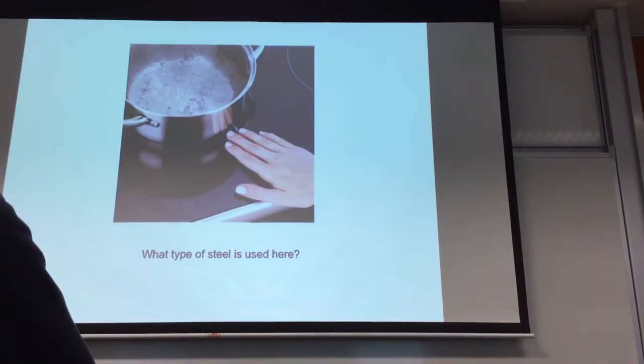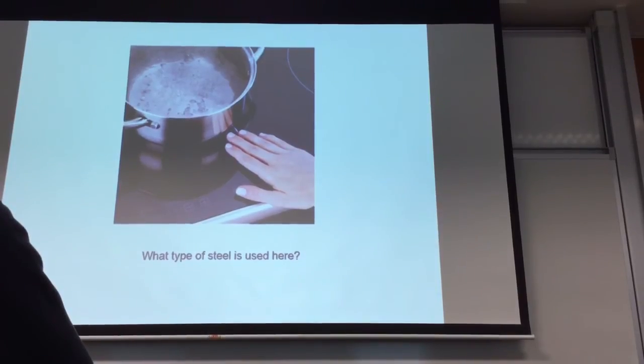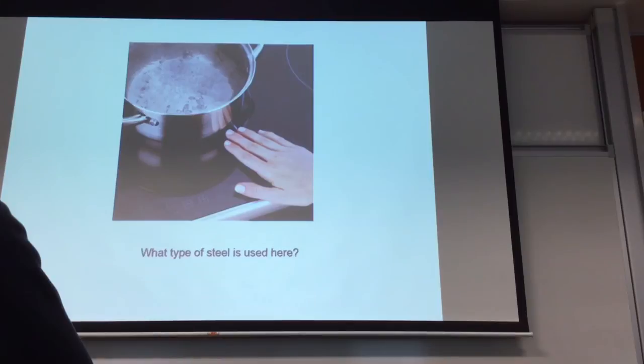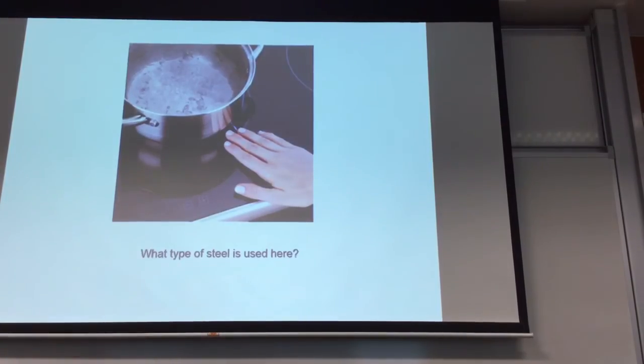You have an induction cooker. Your pot is made of what? Stainless steel. What type of stainless steel? What type of stainless steel? Why high carbon?